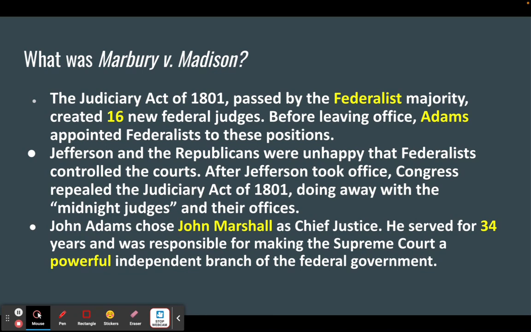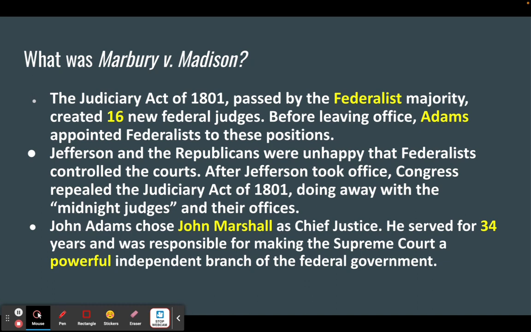So, lastly, we're going to take a look at a really important Supreme Court case called Marbury versus Madison. So, during John Adams' time as president, another Judiciary Act is passed. We talked about a Judiciary Act under Washington, but the Judiciary Act in 1801, passed by a Federalist majority in Congress, creates 16 new federal judges. That's a significant amount. Before leaving office, it's the job of the president to appoint judges, and then they are approved by Congress. So Adams appoints people that agree with him. He appoints Federalists to these positions.